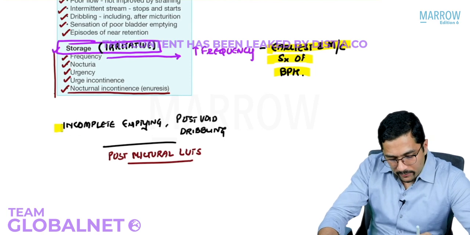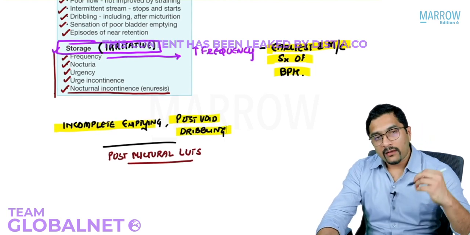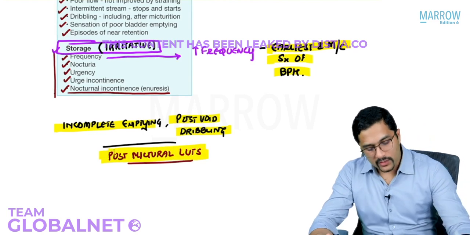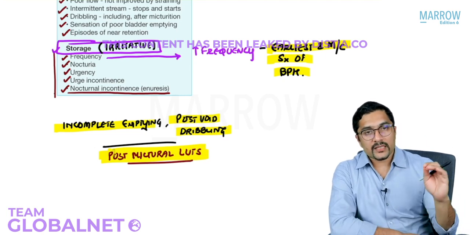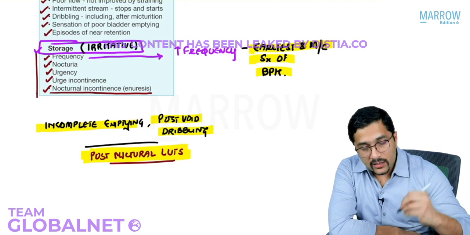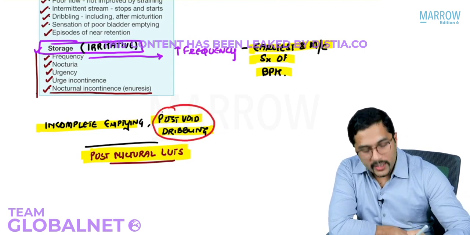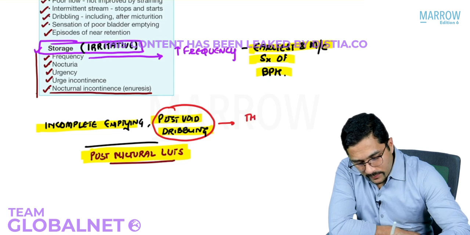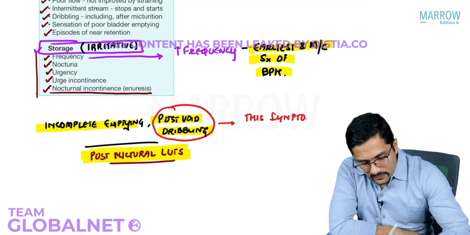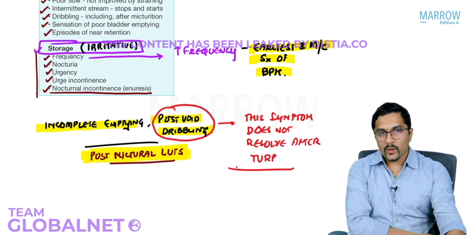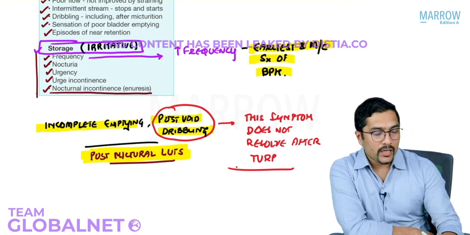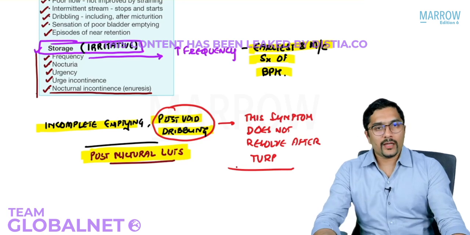Also, incomplete emptying and post-void dribbling have also been classified as post-micturition LUTS. And the important thing here is that this symptom, post-void dribbling, does not resolve after TURP. So if a patient has BPH, and even if you do TURP, and the patient was having post-void dribbling, that symptom will not recover following the surgery as well.